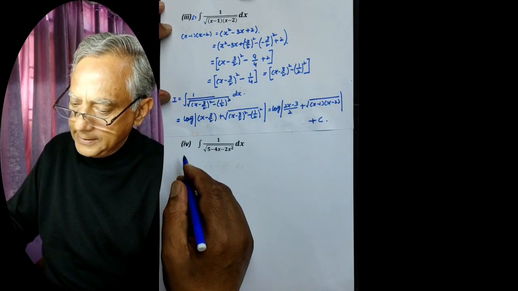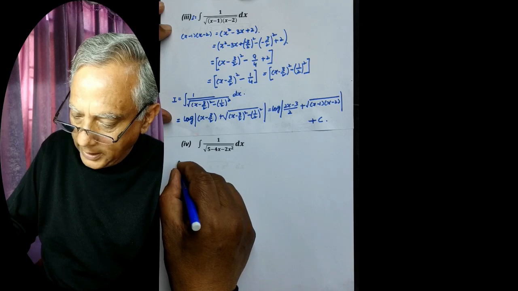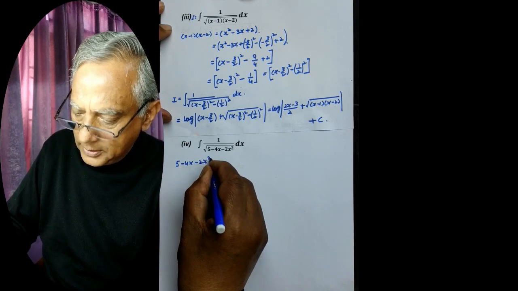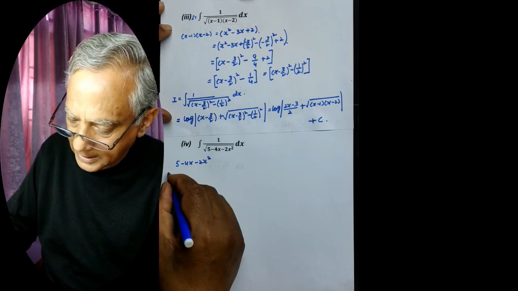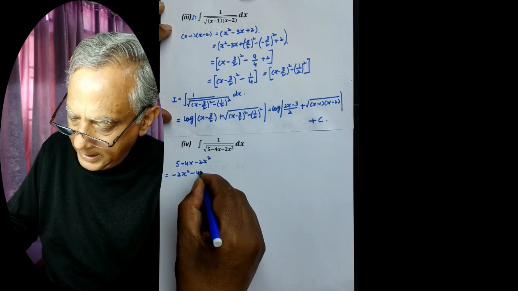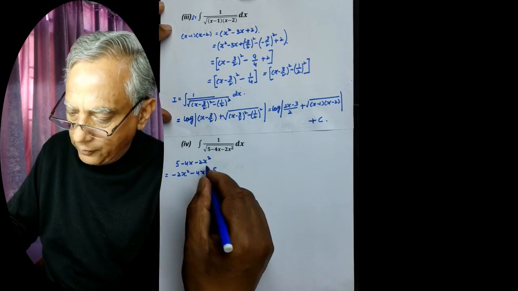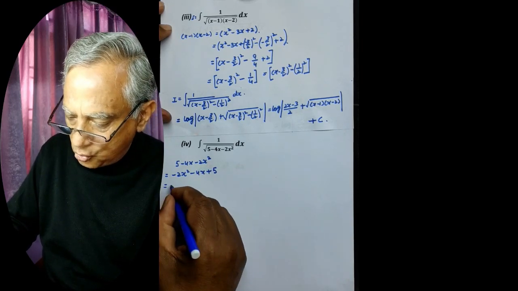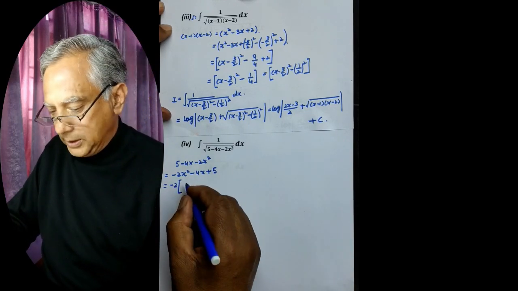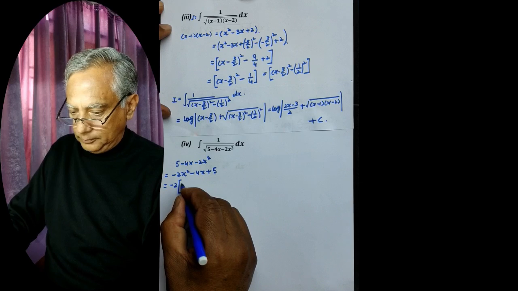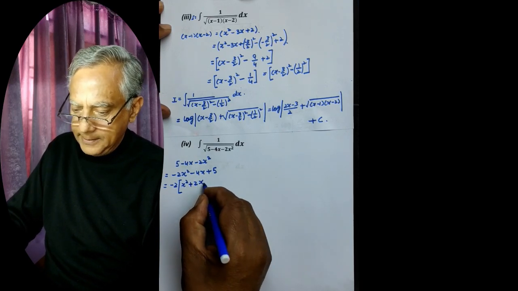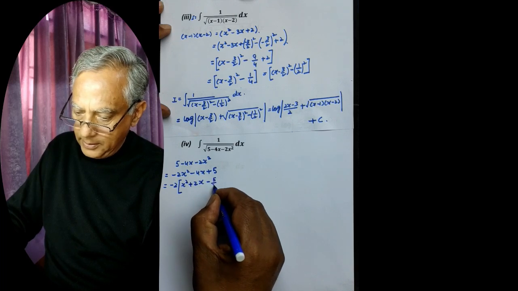Now next is this. Here we have 5 minus 4x minus 2x square, and this can be written as minus 2x square minus 4x plus 5, and take minus 2 common to make the quotient of x square unity. So this will be x square plus 2x minus 5 by 2.